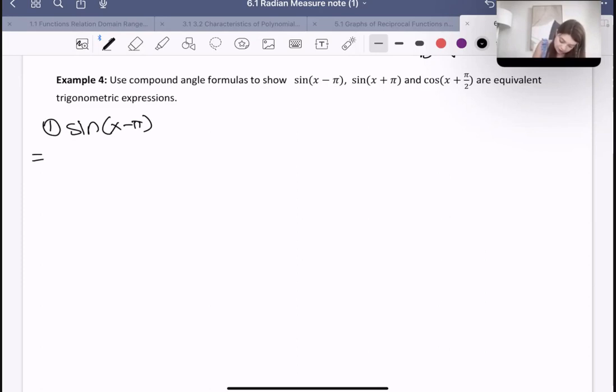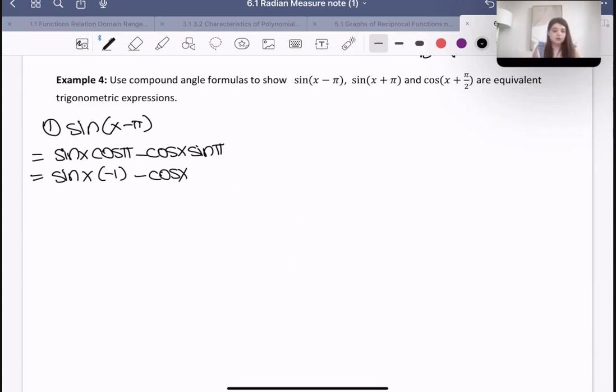So if we plug that in, we're going to get sine x cos pi minus cos x sine pi. Now, what is cos pi? Well, cos of pi is negative 1. This would be sine x times negative 1. And over here, this would be minus cos x times sine pi, which sine pi is what? Well, sine pi is 0, times 0. So this would just be negative sine x, and that's our answer. And that's the answer we should get for all of these if we're doing it right.